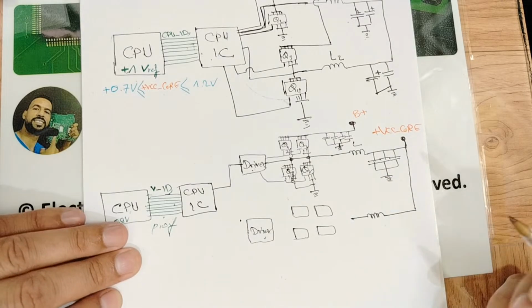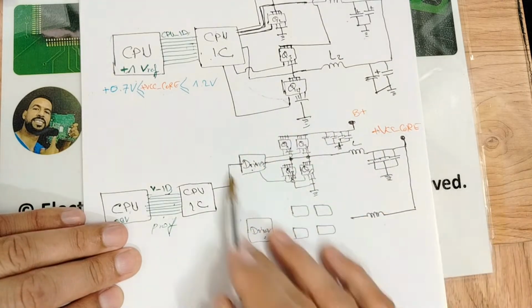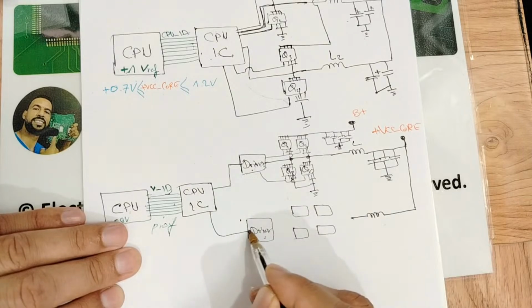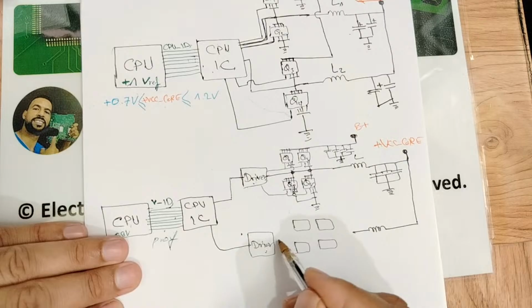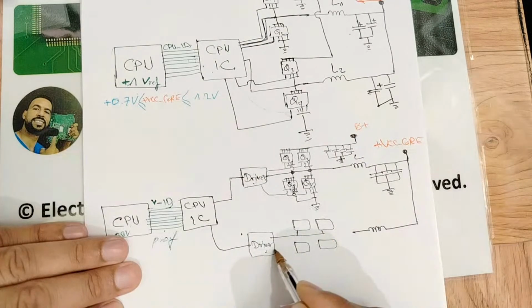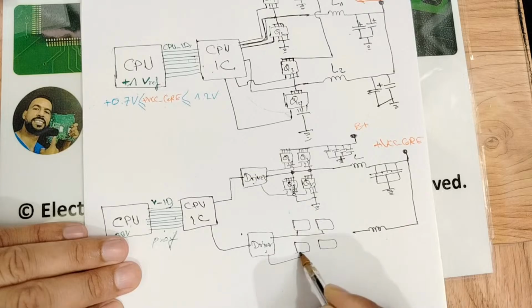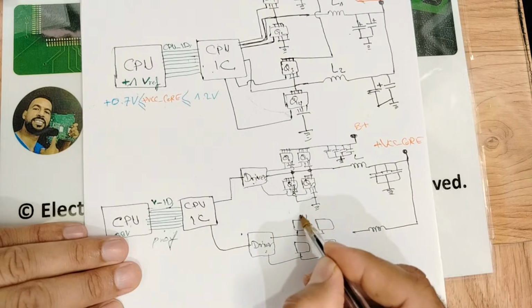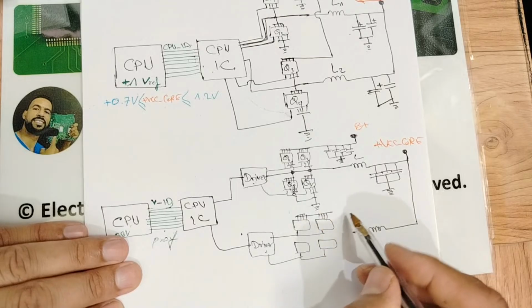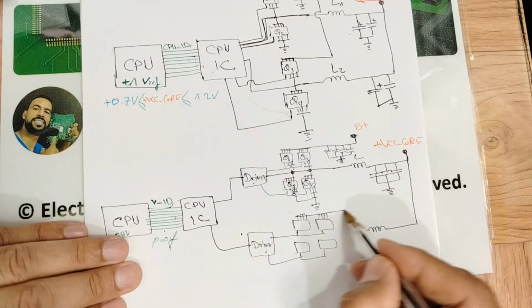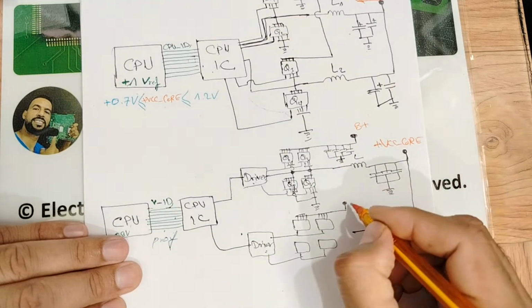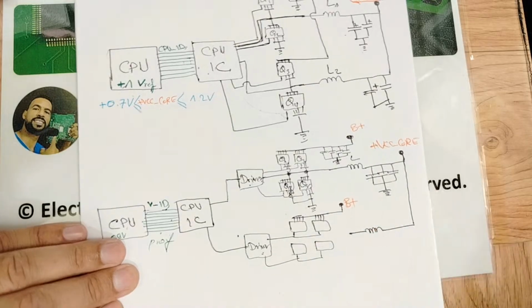Connected to the ground. The same, this is the first channel, my friend. For the second channel, the driver also will be controlled by the IC, and the driver also will control this MOSFET and this MOSFET, and also control this MOSFET and this MOSFET. The drain of this MOSFET is connected with the drain of this MOSFET, and then connected to what? Connected to the B plus, always B plus, the main voltage.